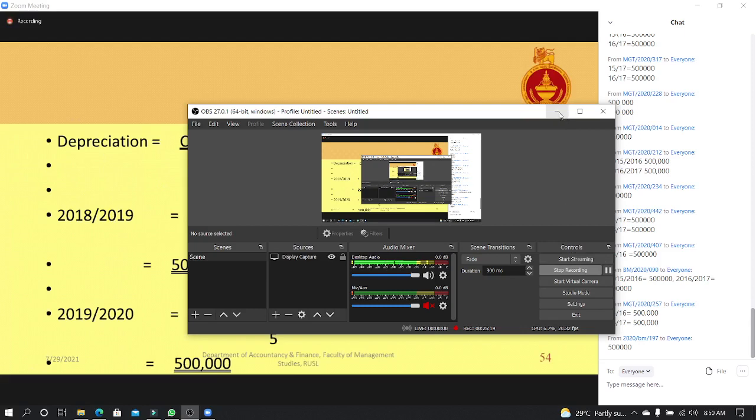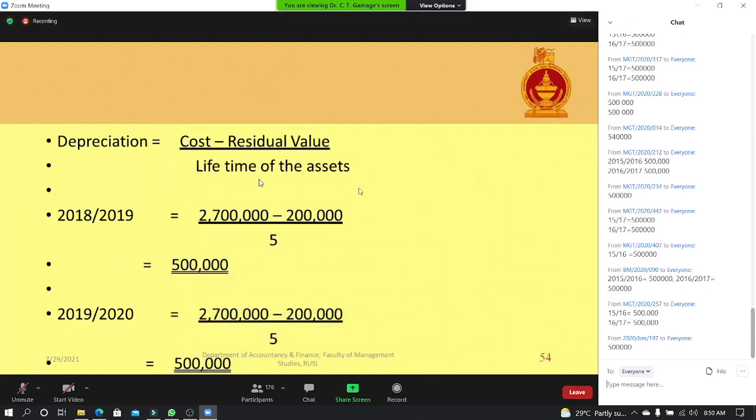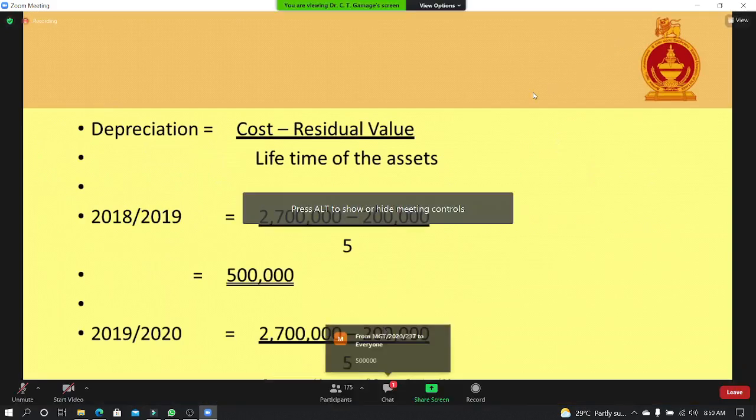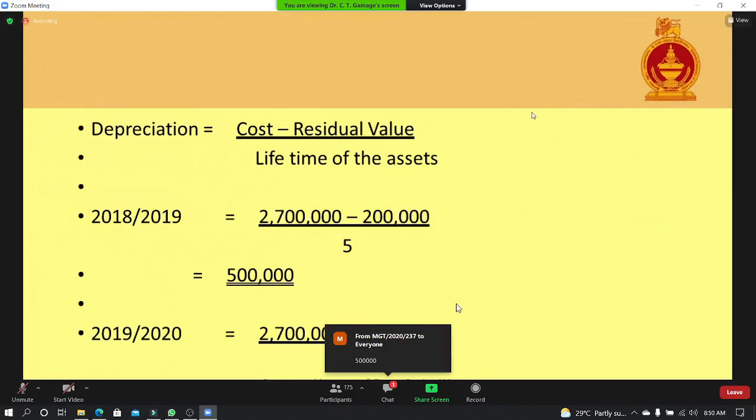Straight line method, cost minus residual value divided by lifetime of the asset. Here the value is 500,000 for each year because it is the same for every year. Okay, thank you for your answers.